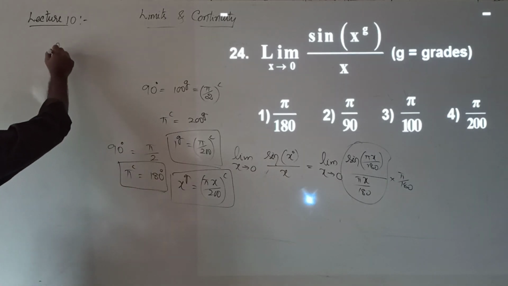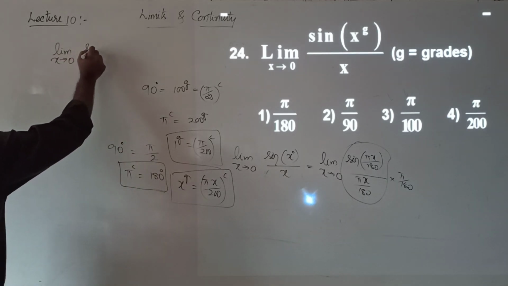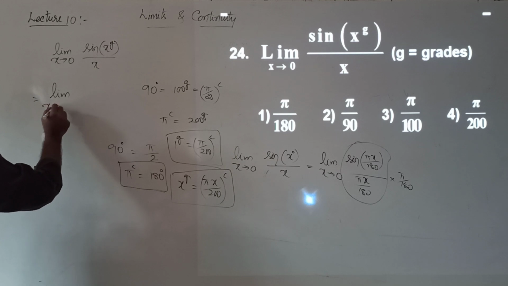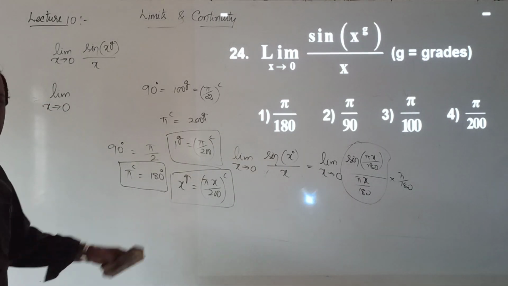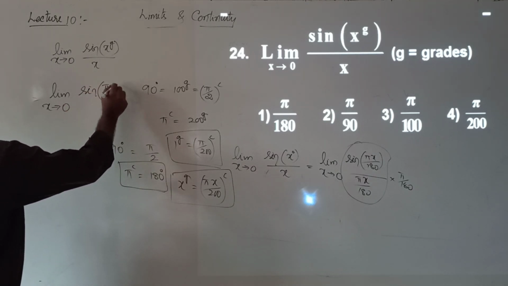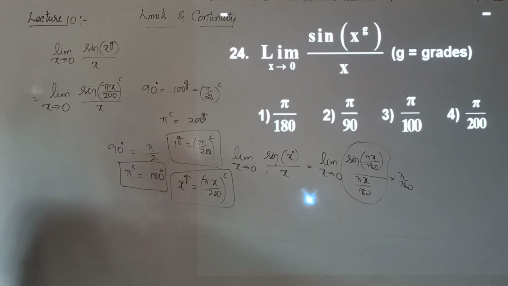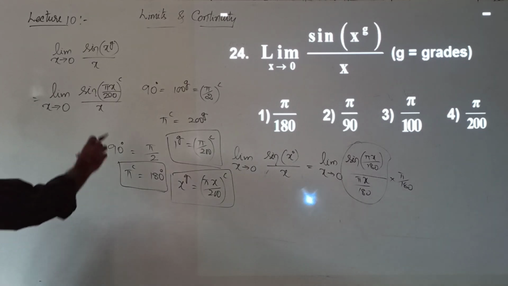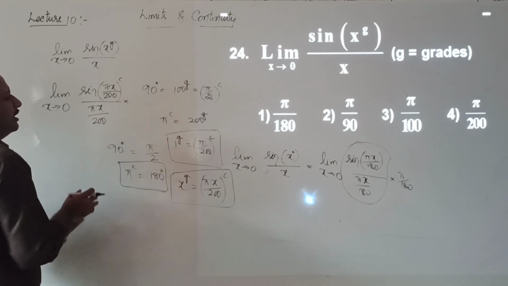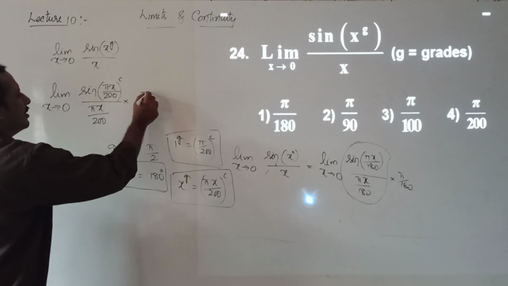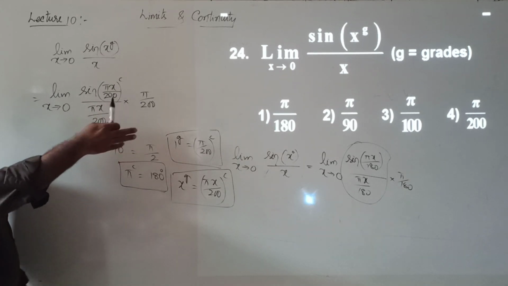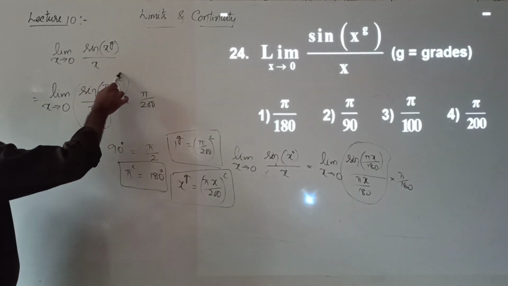We have limit x tends to 0, sin x grade divided by x. Now I will write x grade in terms of radians, pi x by 200. So sin of pi x by 200 radian divided by x. We have x here, we want pi x by 200. In the numerator, sin pi x by 200 is there, so in the denominator also I prefer pi x by 200. For that, I have to multiply and divide by pi by 200. As x tends to 0, pi x by 200 also tends to 0. So now I can use the sin theta by theta formula.